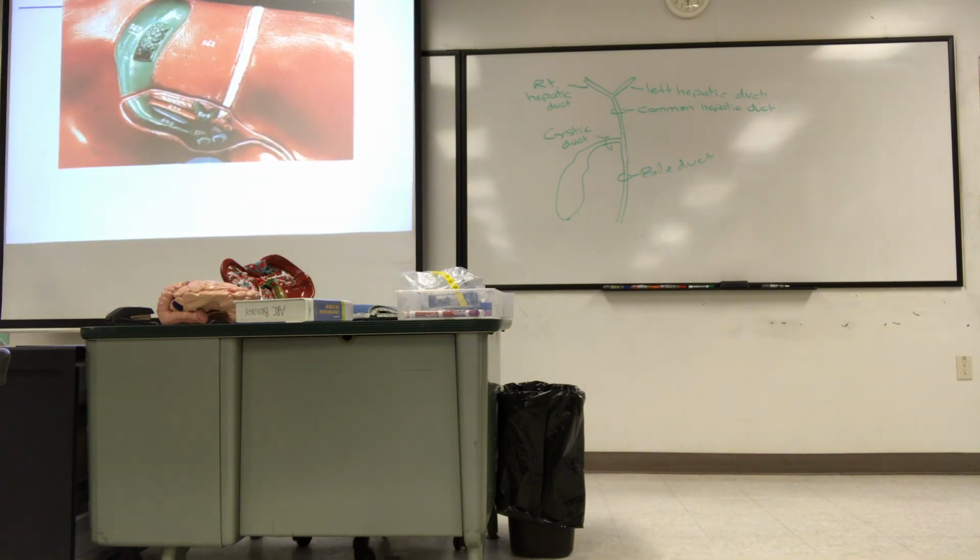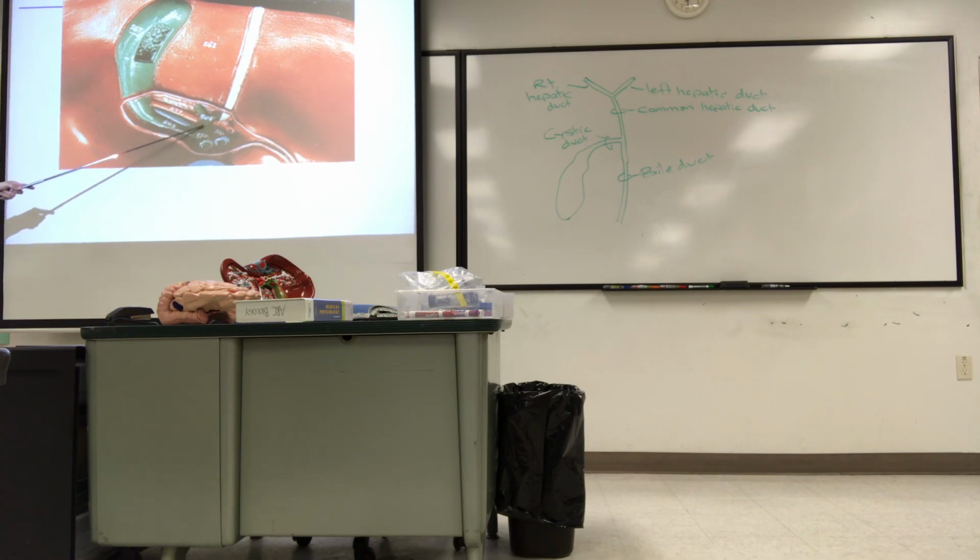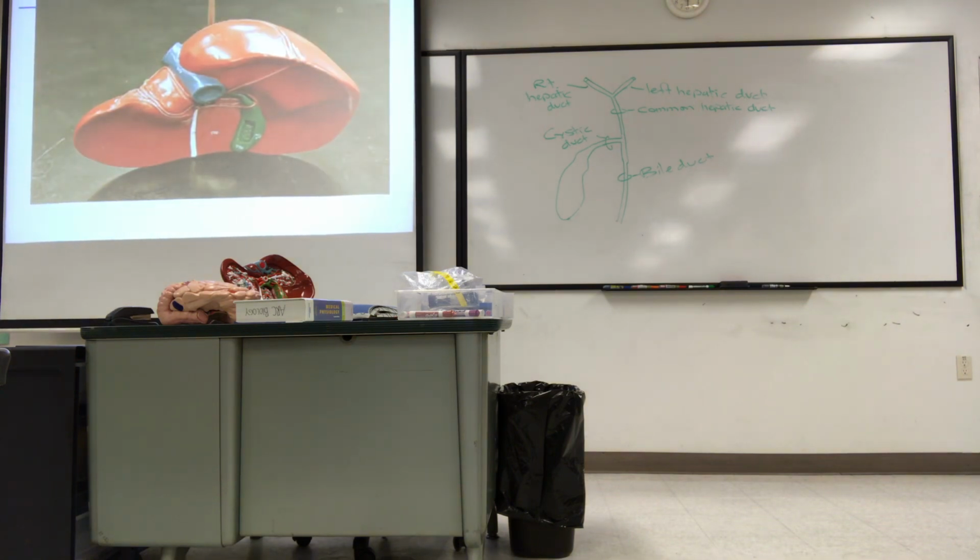On this one, oh, I flipped it upside down. It doesn't matter. If that's the gallbladder, that's the right side. Therefore, that's the right hepatic duct, left hepatic duct, common hepatic duct, cystic duct, bile duct. There's portal vein, hepatic artery. They're always going to show you that.